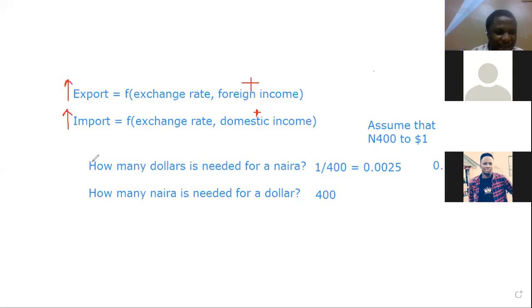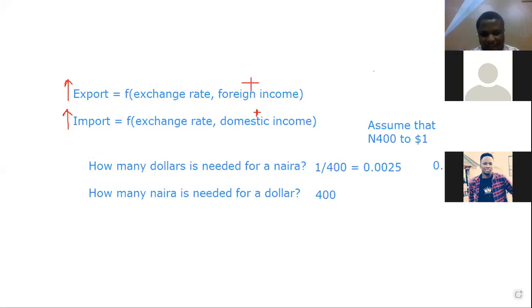Back to our analysis. Remember, we have taken this particular position: how many naira is needed for a dollar? That's our position. So our question for real exchange rate will be, what is the rate at which the price of a domestic product can be exchanged for a foreign product?